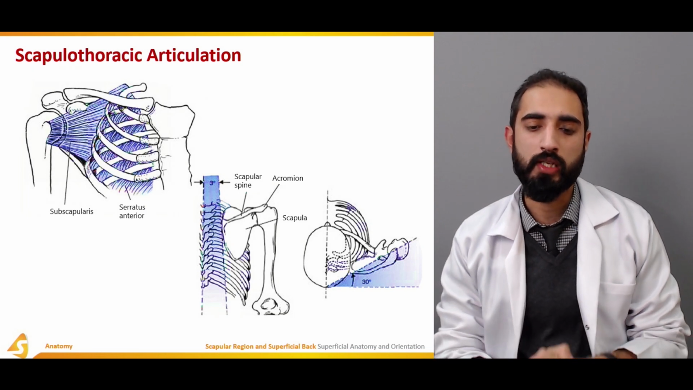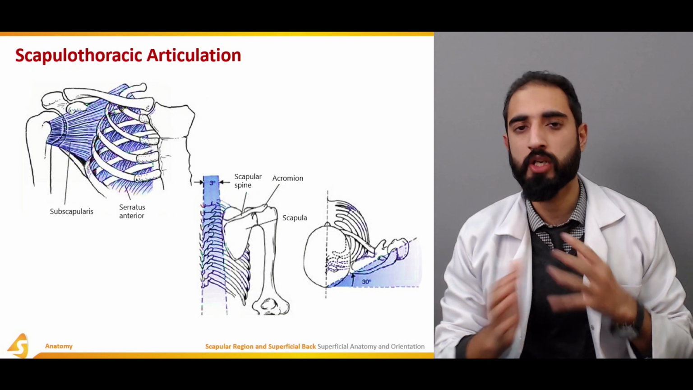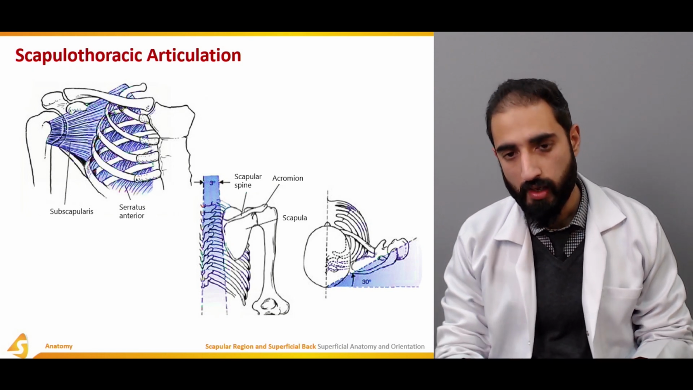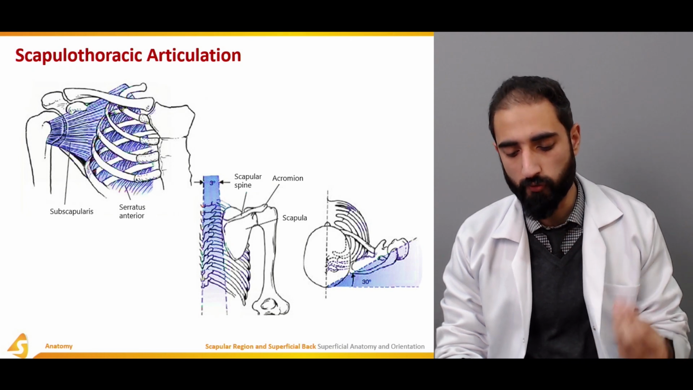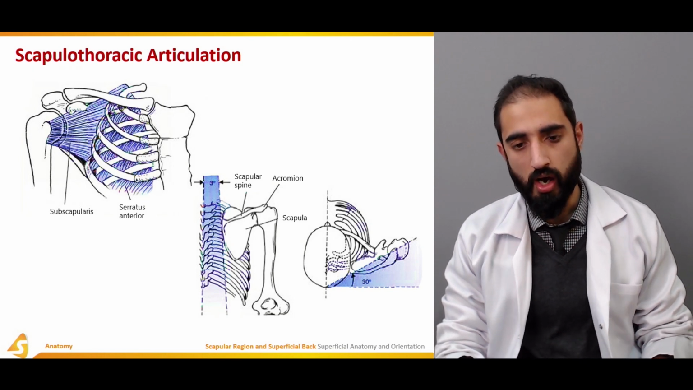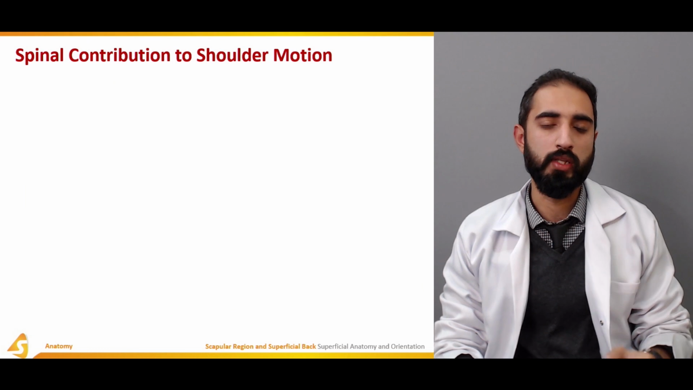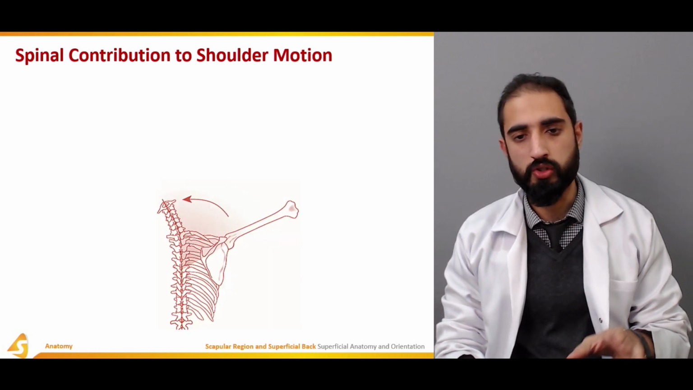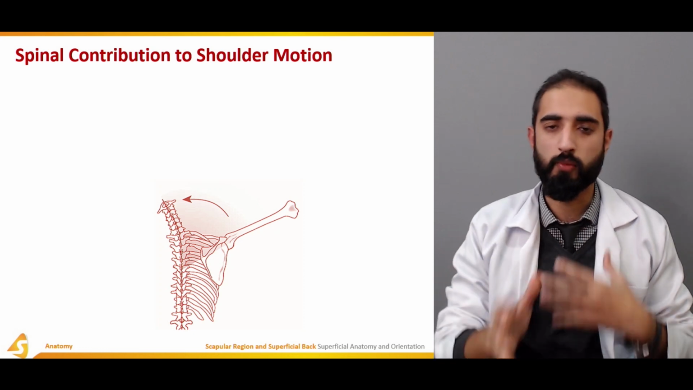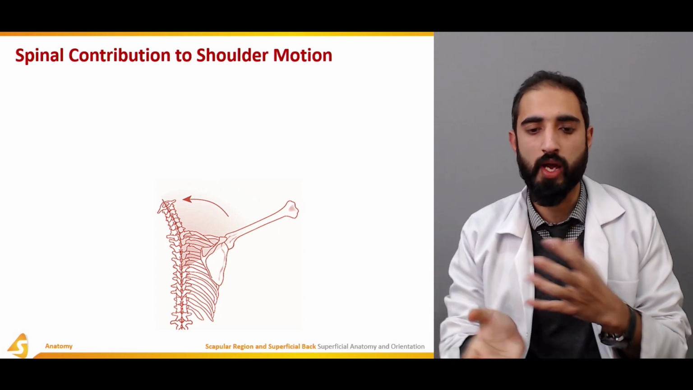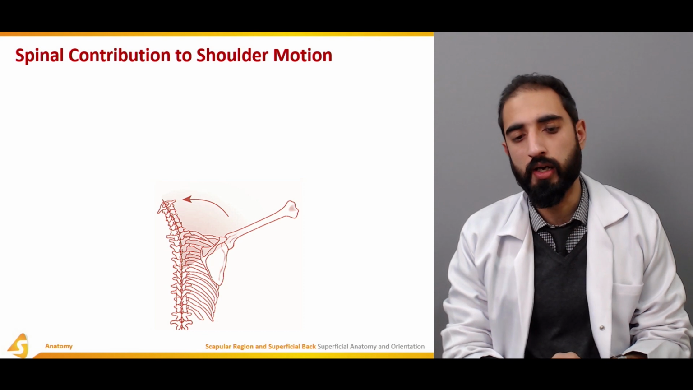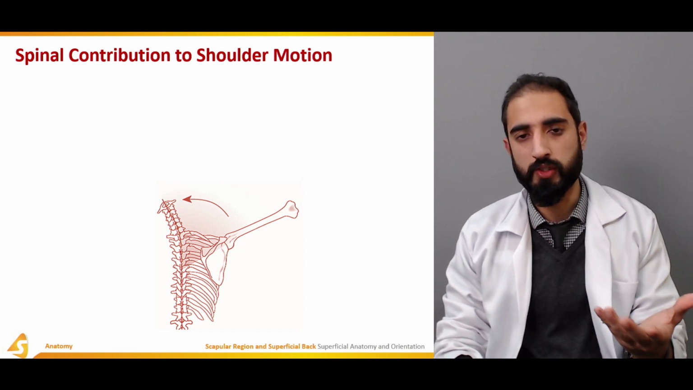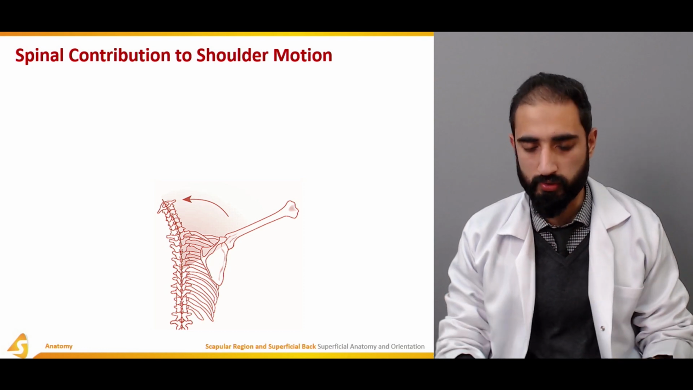One more important thing to understand is that it is not an anatomical joint. Scapulo-thoracic articulation is actually a functional joint. However, the movements are there. The movements at the scapulo-thoracic articulation are possible, which we are going to explore in the upcoming sections. So the spinal contribution to shoulder motion, because shoulder or the glenohumeral joint is associated with the movements of the scapula, and the scapula actually articulates over the thorax or the rib cage, which is joined with the spine. So there's actually an indirect association.